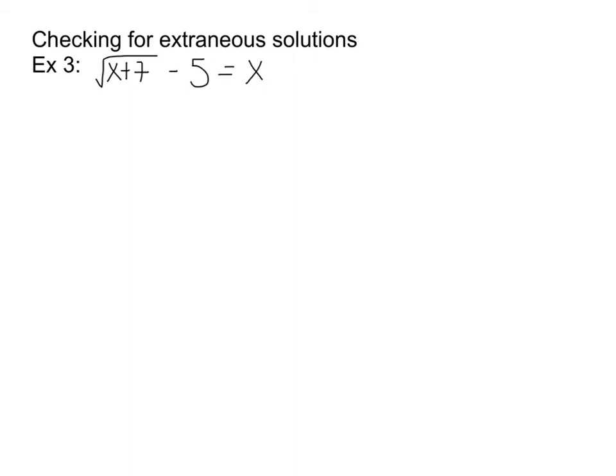And you know that you have to check for extraneous solutions in this example and not the other examples is because there's an x on the left side and there's an x on the right side. Examples 1 and 2 only had one x.